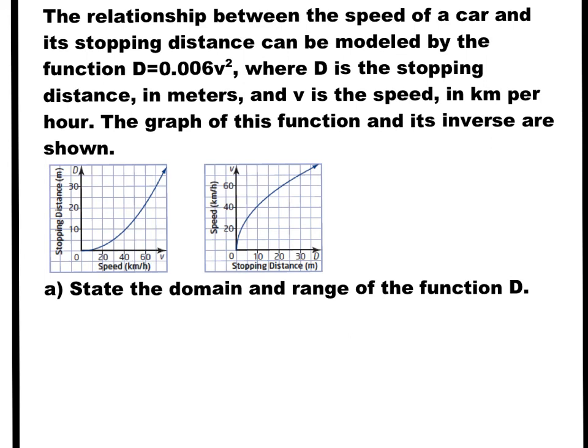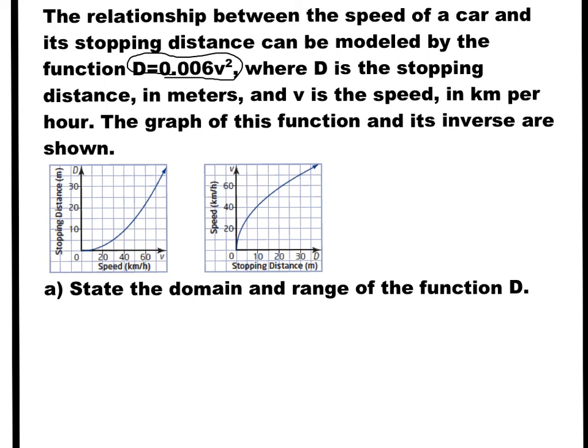Our last example is the two graphs that we had at the beginning. What we have right now is the graph of the relationship between the speed and the stopping distance. We know that the function representing the stopping distance as a function of velocity or speed is given by this formula. We also know that the distance has to be either 0 or greater than 0, and the speed also has to be 0 or greater than 0.